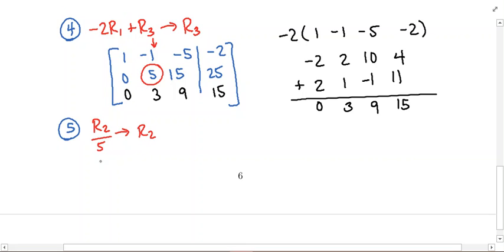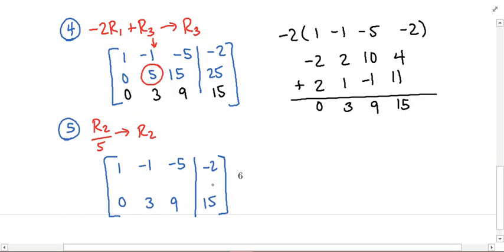Let's go ahead and write this matrix down. Row 1 will stay the same, as will row 3. Now I'm just going to eyeball it here, and I'm going to take everything in the second row and divide by 5. 0 divided by 5 is 0. 5 divided by 5 is 1. 15 divided by 5 is 3. And then 25 divided by 5 is 5. So there's your new second row.